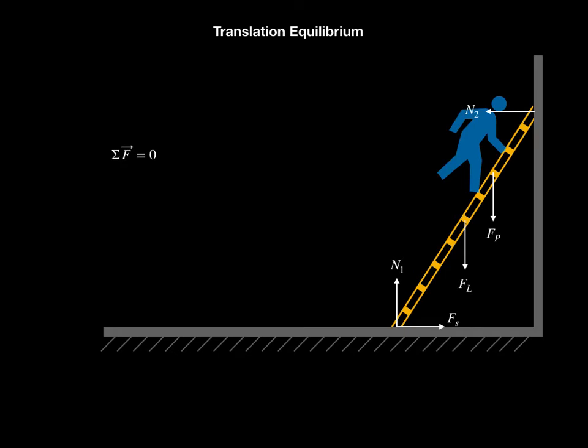For translational equilibrium, the net force has to be zero. Looking at this in the x direction yields the forces horizontally as being static friction to the right and normal force 2 to the left. In the y direction, upwards, we have normal force 1, and the weight of the ladder and the weight of the person directed downward.